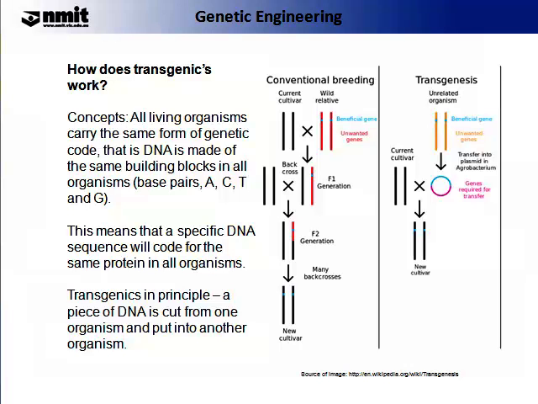Transgenics, in principle, is where a piece of DNA is cut from one organism and put into another organism. The figure on the screen describes visually the differences between conventional breeding and transgenics.